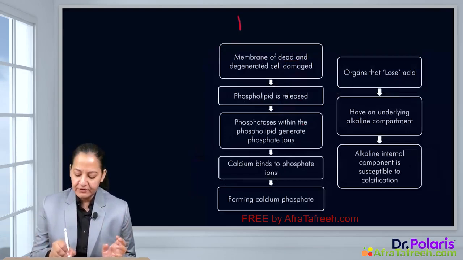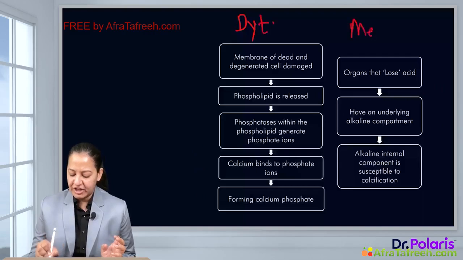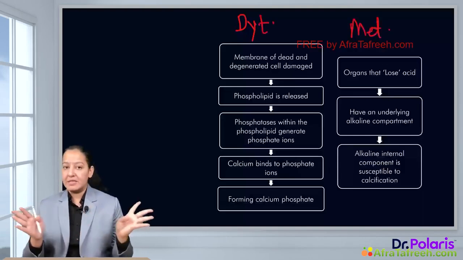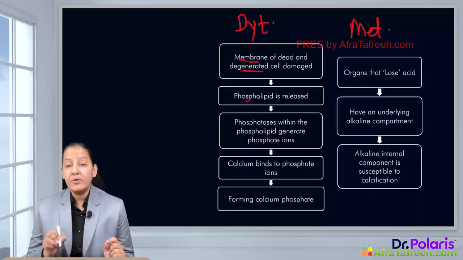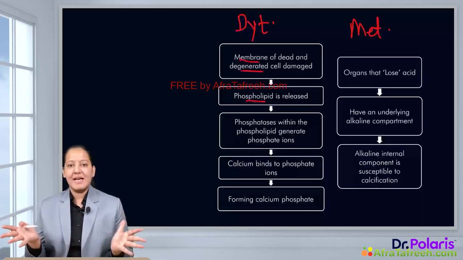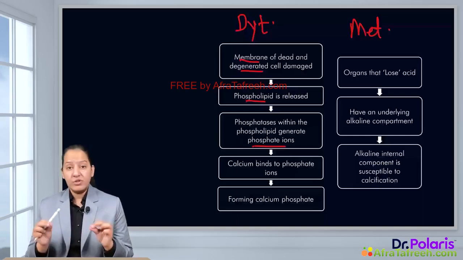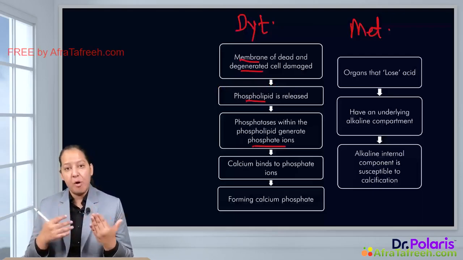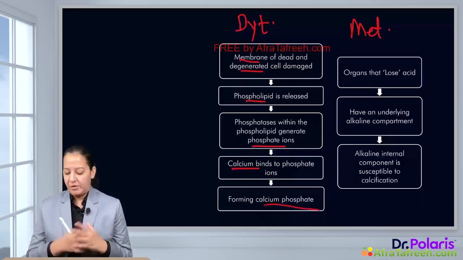This is the pathogenesis of dystrophic and this is the pathogenesis of metastatic calcification. You can see in dystrophic, the tissue is dead, so the cells are bursting. The cell membrane of dead and degenerated tissue releases phospholipid. Phospholipase enzyme is present in the membrane that acts on the phospholipid and phosphate ions are formed. So dead and degenerated tissue contains phosphate ions which attract calcium. Calcium forms bonds with the phosphate and forms calcium phosphate deposits. That's why calcium leaves the blood and gets deposited here.